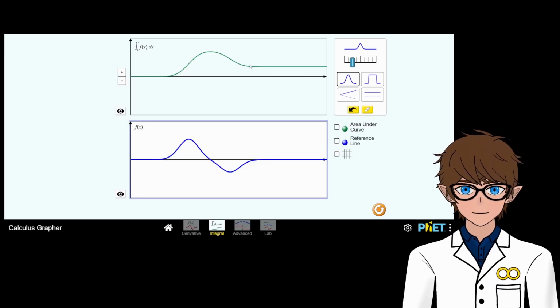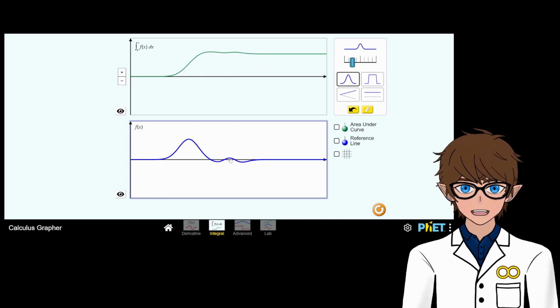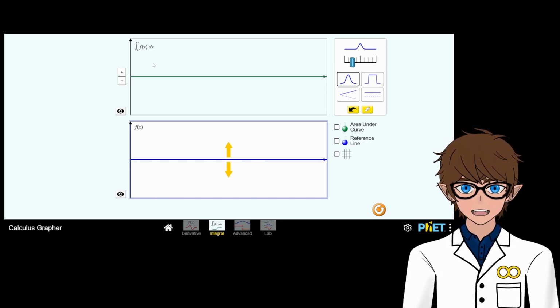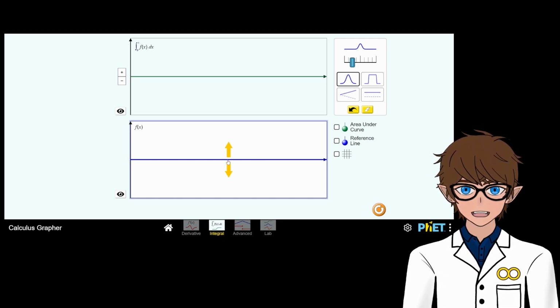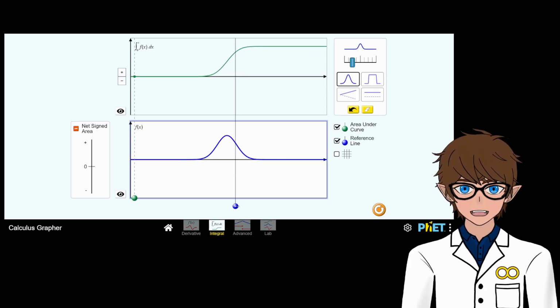Okay, so we're in PhET again, the same link as last time. And we're using the integral part. So last time it was derivatives, now it's integral. We see on top is going to be the graph of the integral. On the bottom we have a function. So let's say we move this slightly higher.